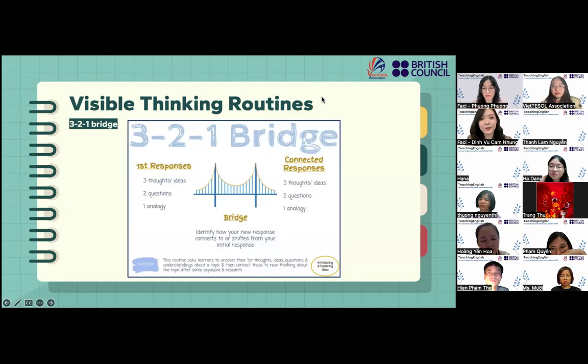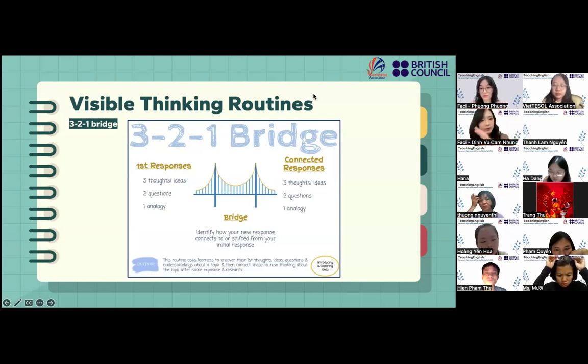Okay, and the last thinking routine, okay? The last visible thinking routine, that is the 3, 2, 1 Bridge. The 3, 2, 1 Bridge. So this is something students are going to answer before and after the lessons. They are going to write down 3 thoughts or 3 ideas that they have about the topic, they write down 2 questions that they have about the topic, and they write down 1 analogy about the topic. So the analogy here can be some kind of metaphor, or some kind of comparison, okay?